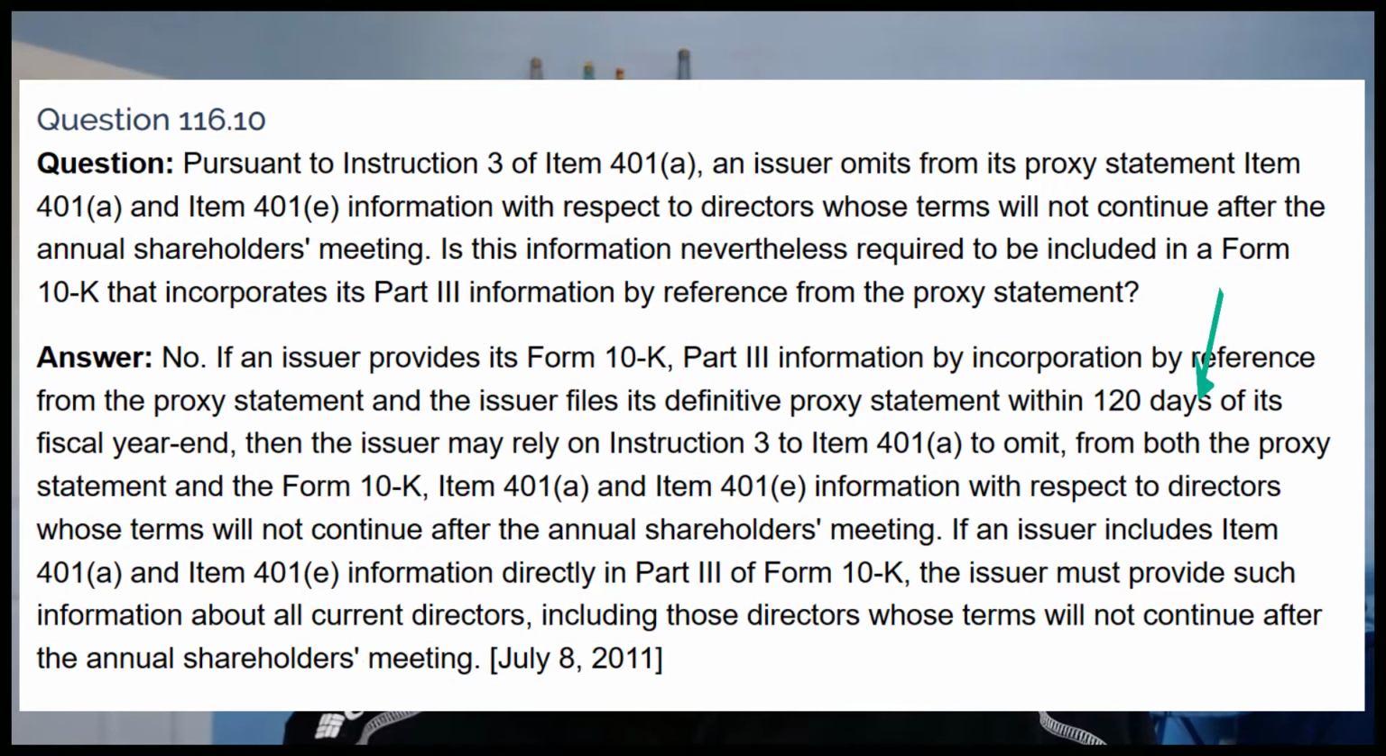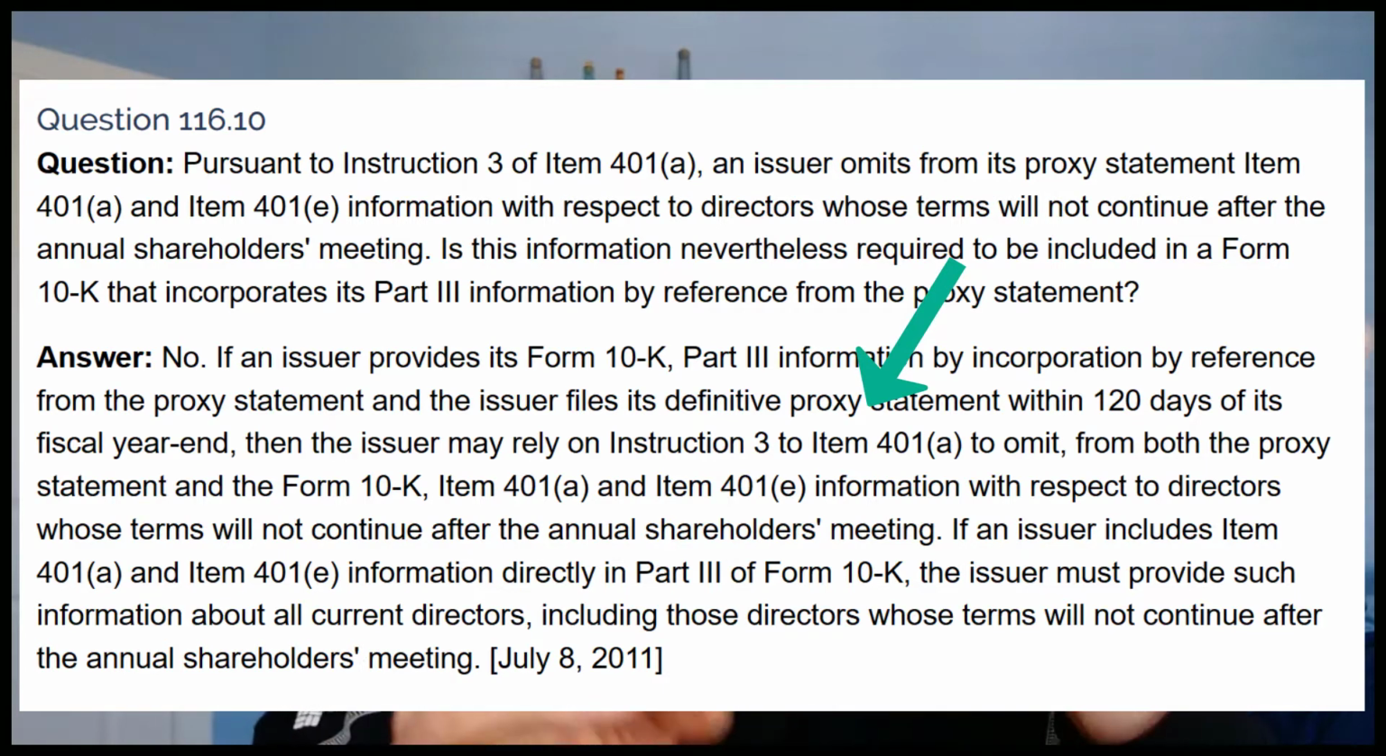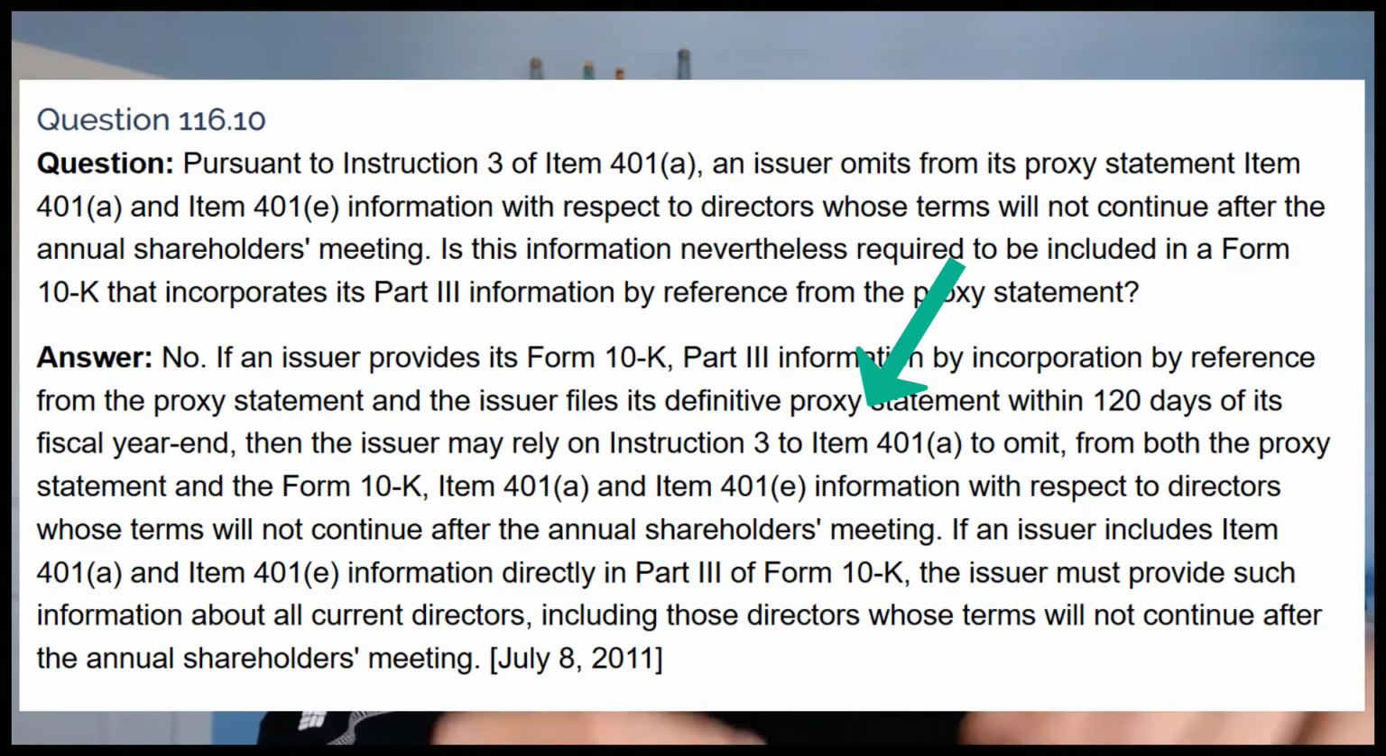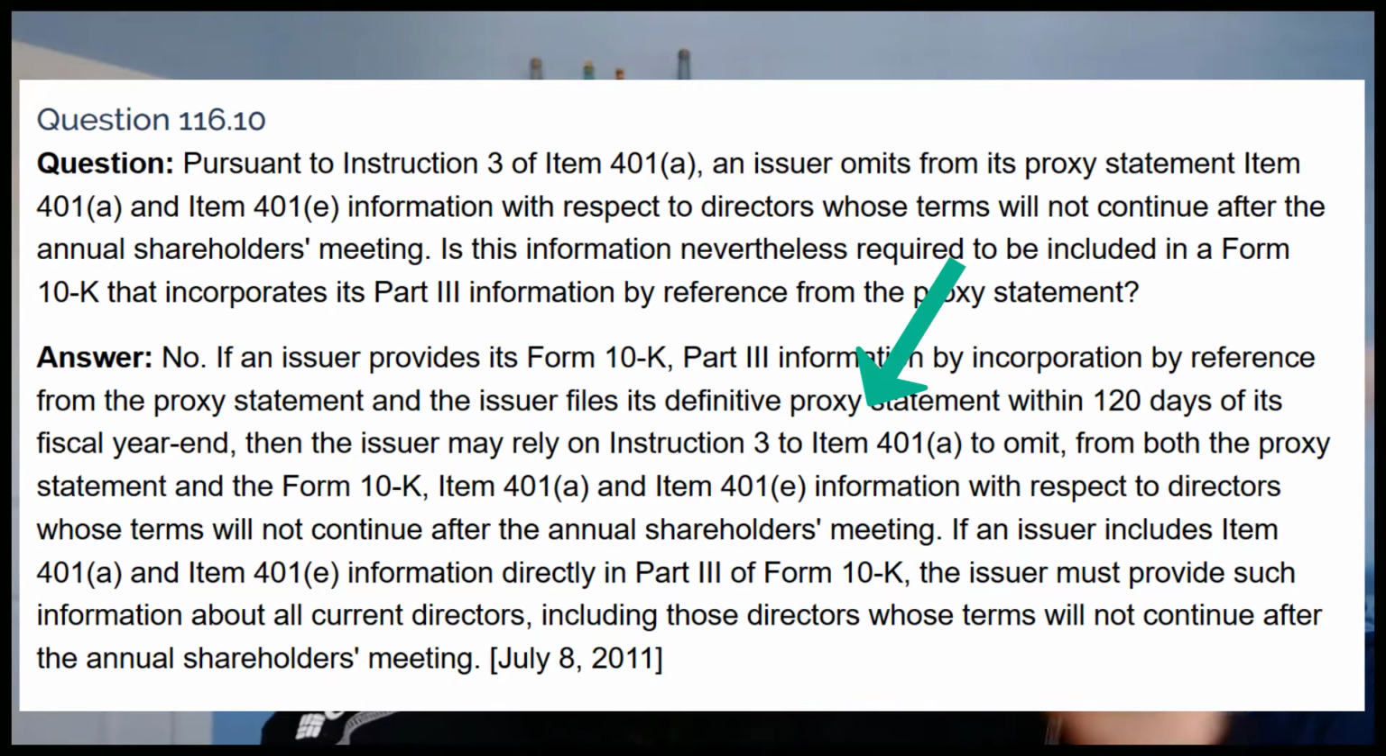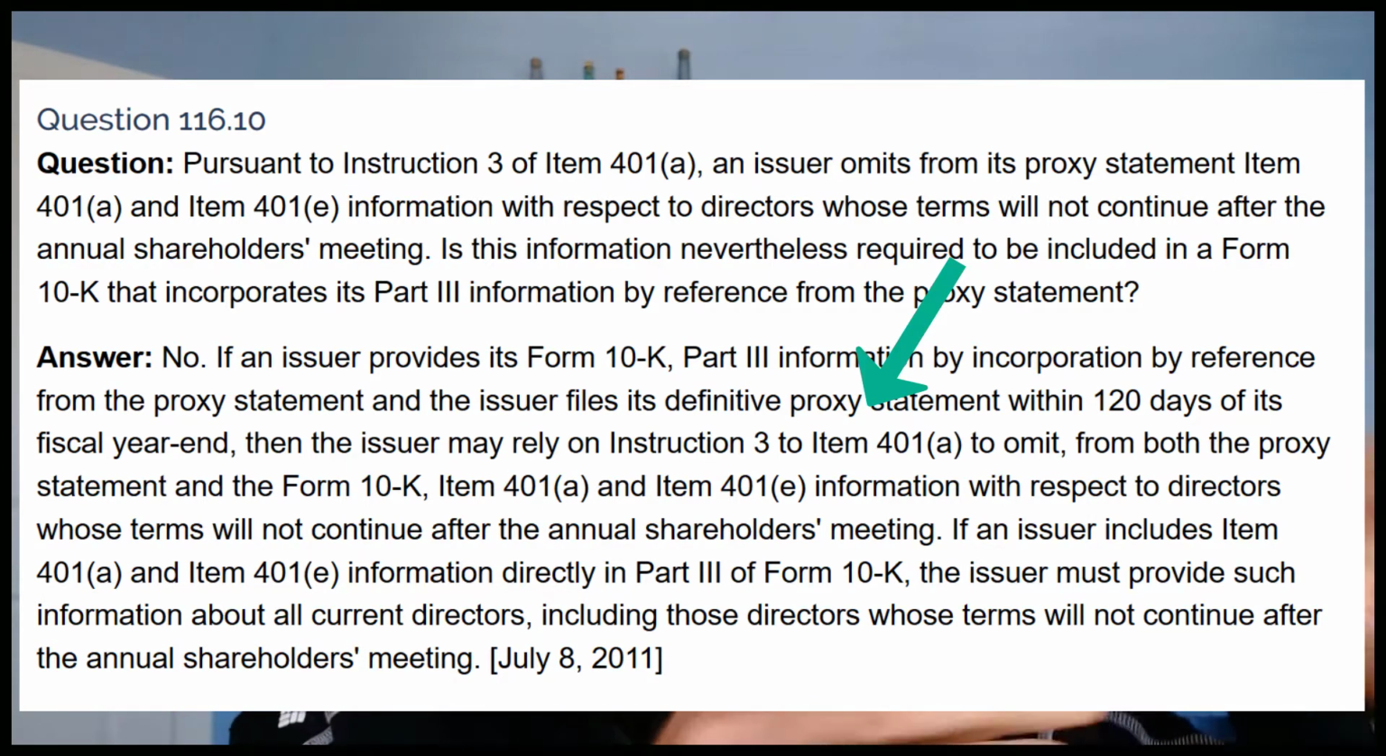A company can rely on Instruction 3 to omit disclosure of a non-continuing director's biographical information if 1, the 10-K incorporates Part 3 information from the proxy, which happens a lot, and 2, the proxy is filed within 120 days after the end of the company's fiscal year. That's why you typically see annual meetings in April or May. The proxy is filed easily within the 120-day period. And this is for a calendar year, fiscal year-end company.